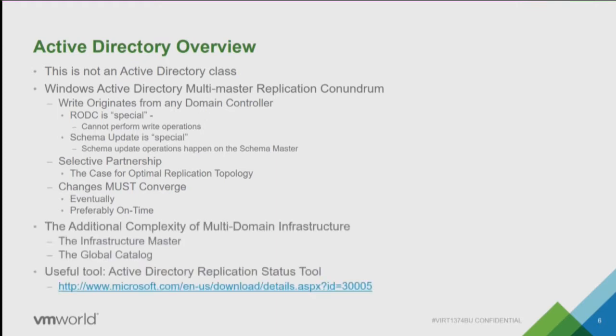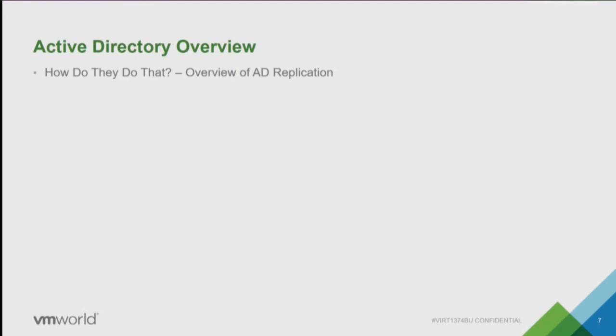There is additional complexity when you have a multi-domain infrastructure and you have the infrastructure master not on the global catalog. But again, we are not going into those details. There are some useful tools for you to troubleshoot your AD replication infrastructure or topology, and we are going to show just one of them very quickly down the road. Now, when we say a change that originates from one DC has to replicate to the other DC, how do they do that? We are going to see that real quickly.